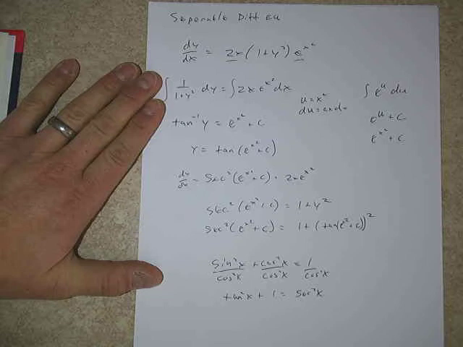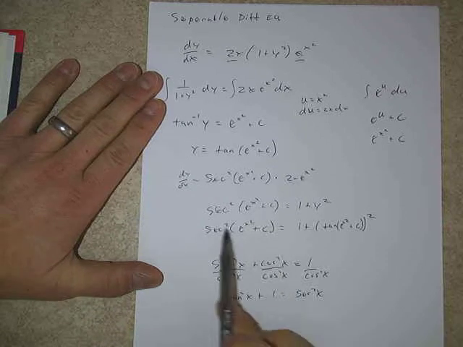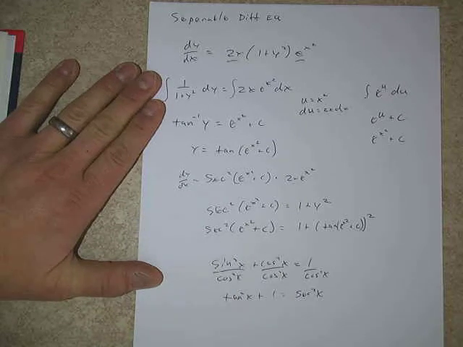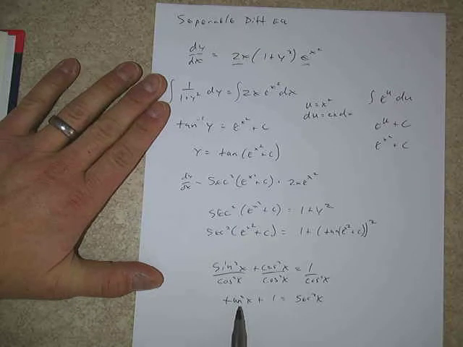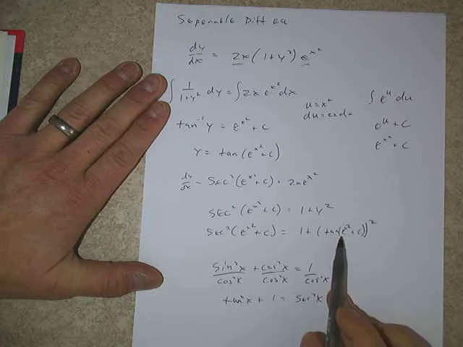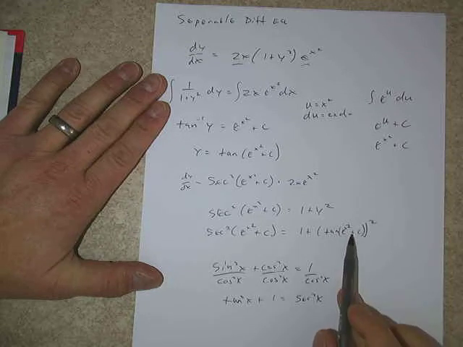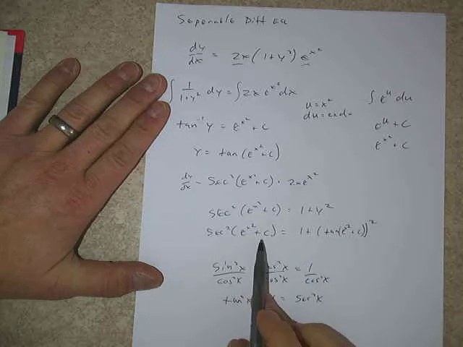Isn't that one of our Pythagorean identities? And what does this sentence say? Isn't that exactly what that says right there? That right there is secant squared of that argument, isn't it? Okay. So again, keep in mind that tangent squared of any argument plus 1 is equal to secant squared of that same argument. And isn't that what I have here? This is tangent squared of this argument plus 1 equals secant squared of this argument.